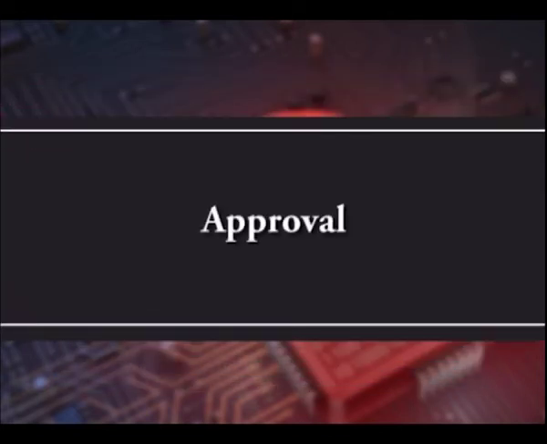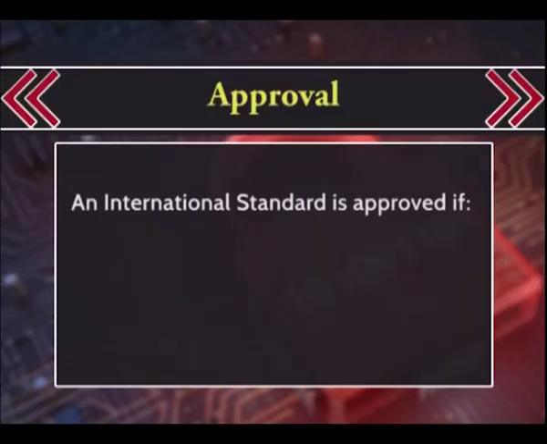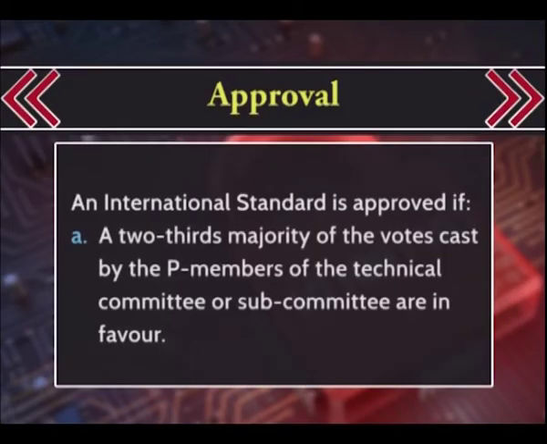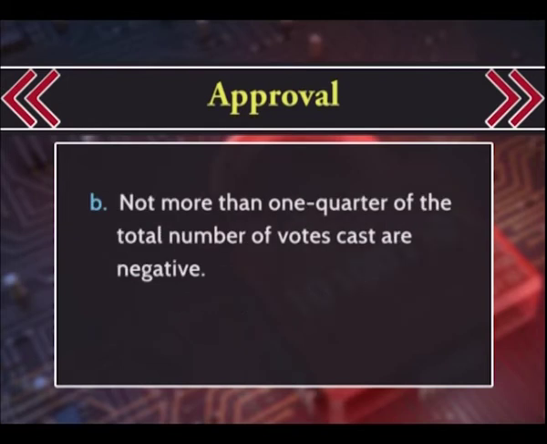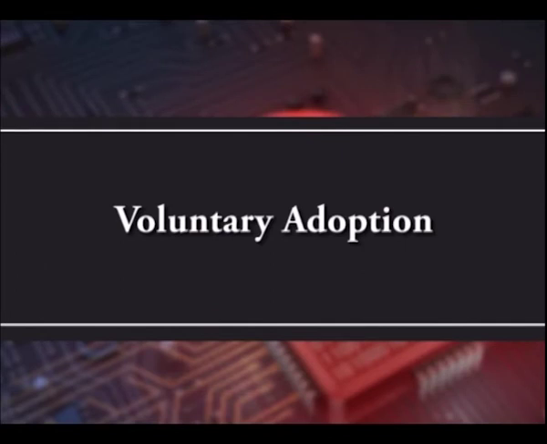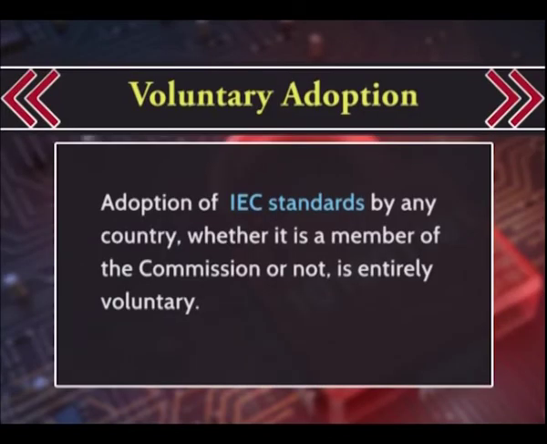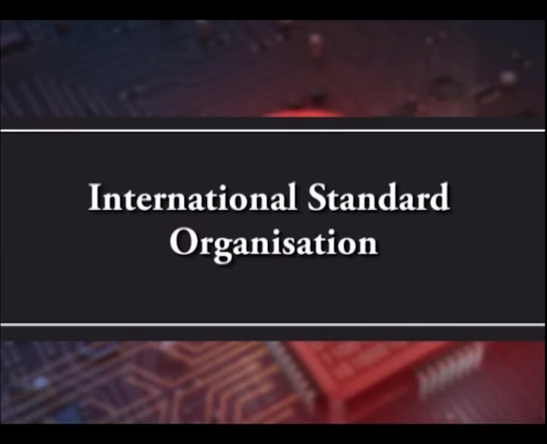Then we will discuss approval. An international standard is approved if a two-thirds majority of the votes cast by the P members of the technical committee or the subcommittees are in favor and not more than one-quarter of the total number of votes cast are negative. Voluntary adoption: adoption of the IEC standards by any country, whether it is a member of the commission or not, is entirely voluntary. Then we will discuss the International Standard Organization.